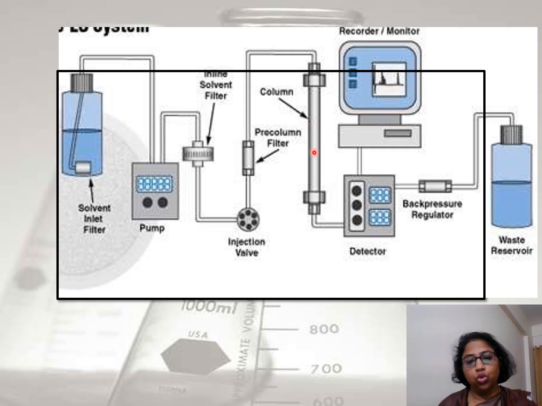And the solvent moves along, taking some of the sample along with it, and it gets eluted out, which gets detected here by the detector, and the readings are recorded on the monitor. And the remaining solvent gets eluted out into the waste reservoir. So this is the overall functioning of HPLC.